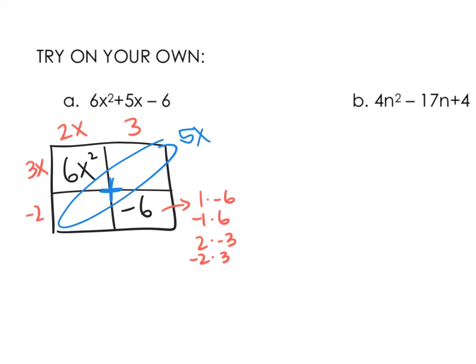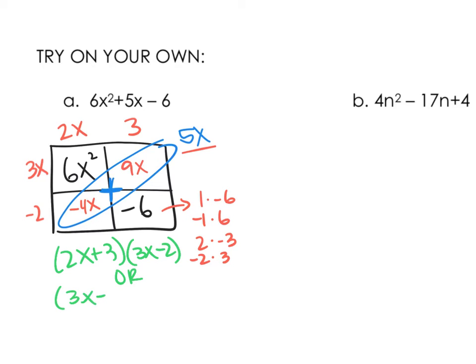So 3 times 3x would be a 9x. And 2x times -2 would be -4x. So if I add those together, it does give me +5x. So our answer is a 2x plus 3 and a 3x minus 2. Or you could write it the other way, 3x minus 2 and 2x plus 3. But those x's with their numbers have to stay together.